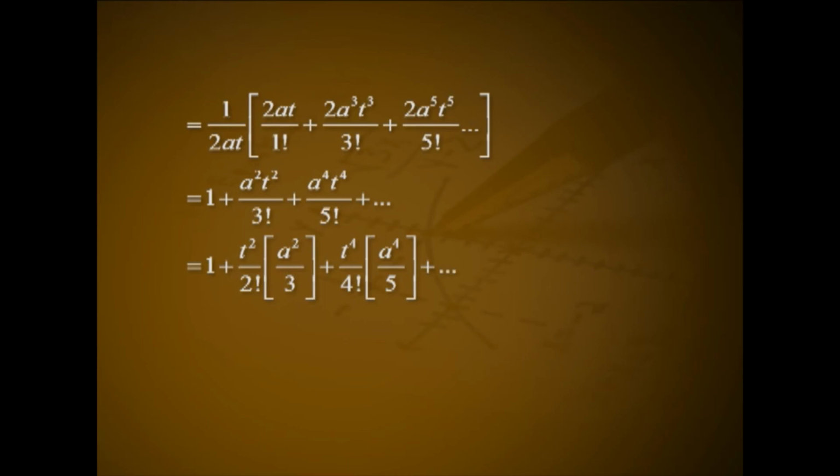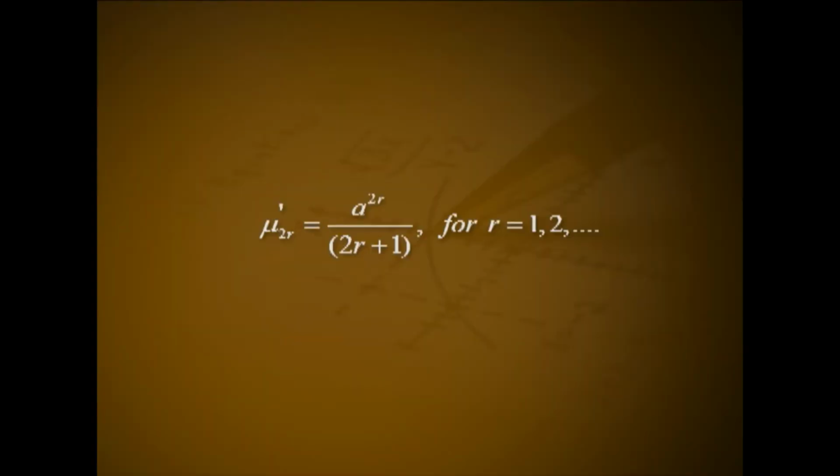That is 1 plus t square by 2 factorial into a square by 3 plus t raised to 4 by 4 factorial into a raised to 4 by 5 plus etc. This implies mu 1 dash equal to 0, mu 2 dash equal to a square by 3, mu 3 dash equal to 0, mu 4 dash equal to a raised to 4 by 5 etc. Then in general we can write mu 2r dash equal to a raised to 2r divided by 2r plus 1 for r equal to 1, 2 etc.